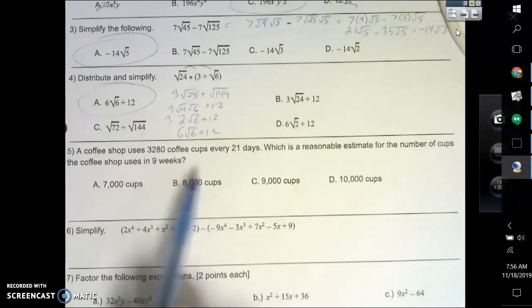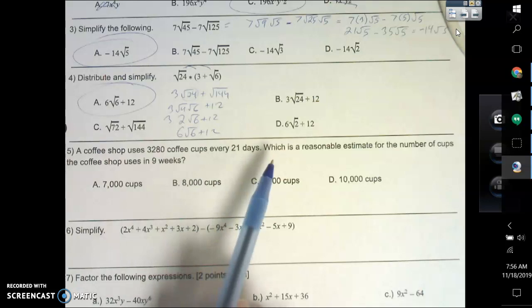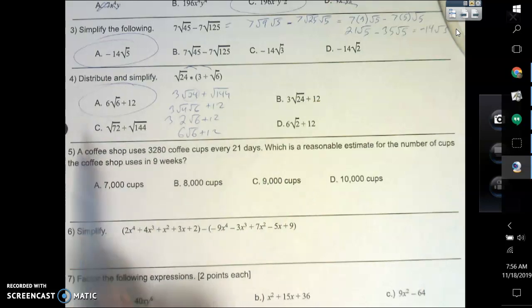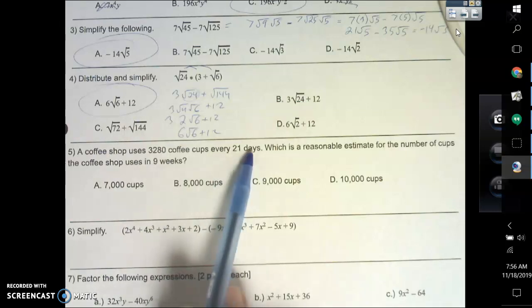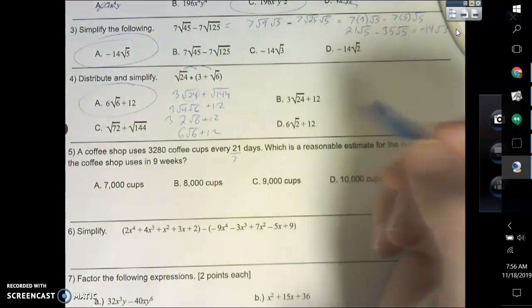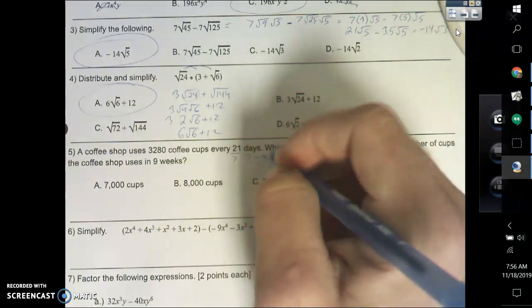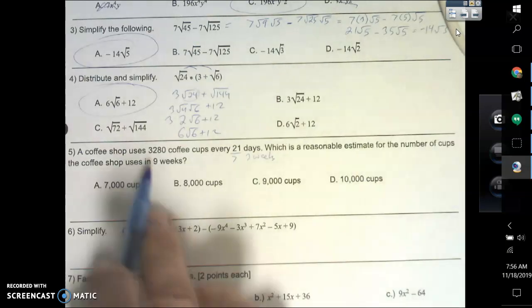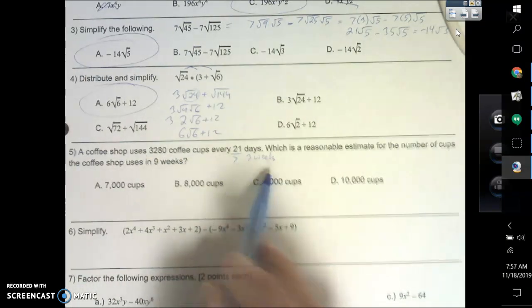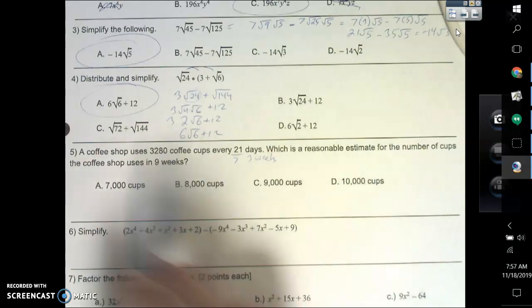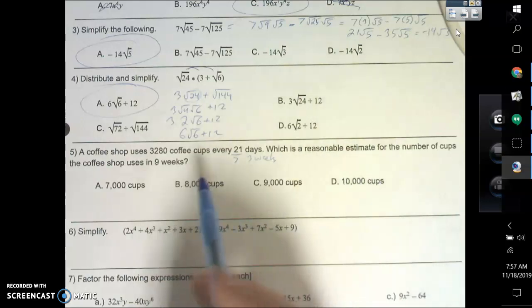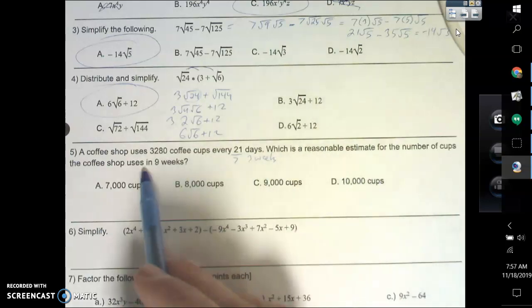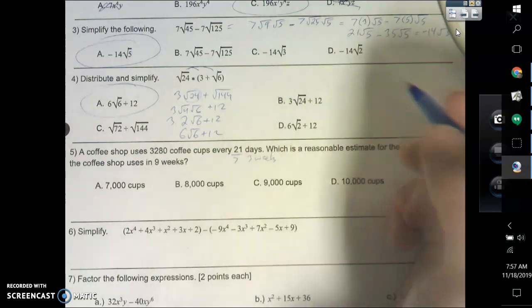A coffee shop uses 3,280 coffee cups every 21 days. What is a reasonable estimate for the number of coffee cups the coffee shop uses in 9 weeks? Well, how many days are in a week? 7. If you divide that by 7, that would give you 3 weeks. So they're using 3,280 coffee cups in 3 weeks. You want to know how many coffee cups they're going to use in 9 weeks. Well, how do you get from 3 to 9? You can multiply it by 3.